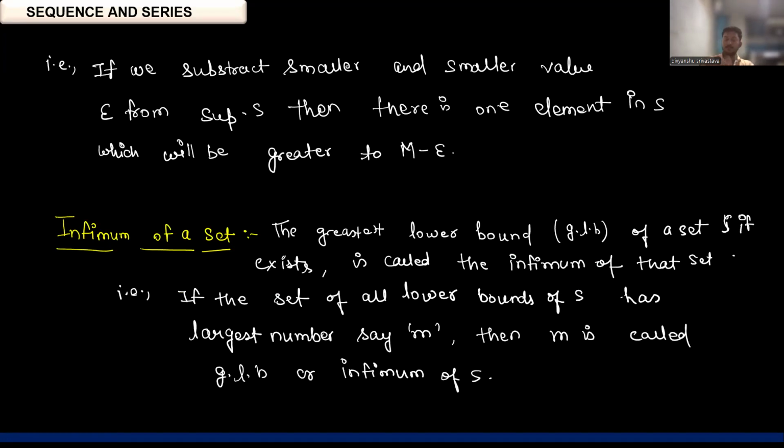So again, here is some note. What it means, first I'm telling you what the infimum of a set is. If you have some interval already given, the greatest lower bound of set S, if it exists, is called the infimum of that set. That is, if the set of lower bounds of S has a largest number, say m, then it is called the infimum of the set. Only this.